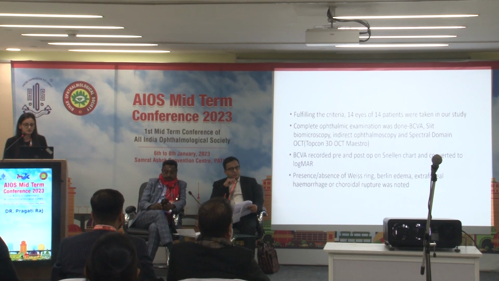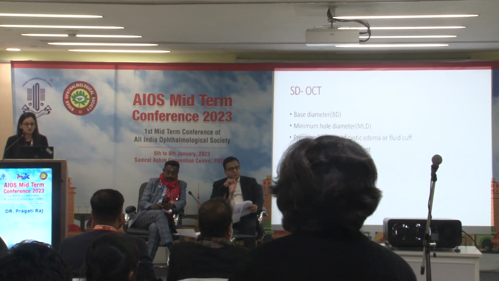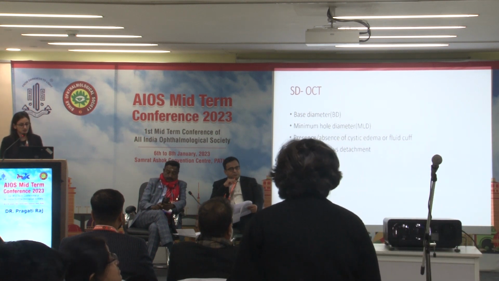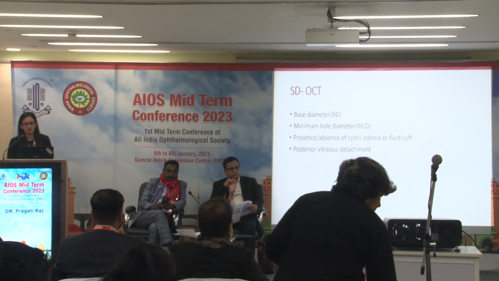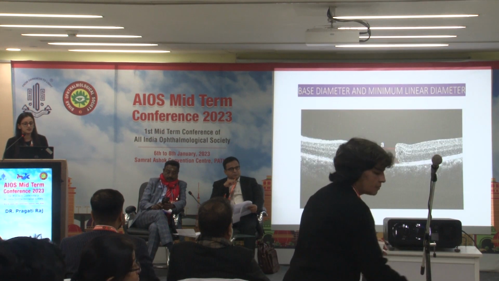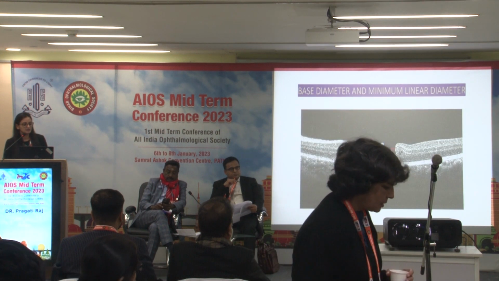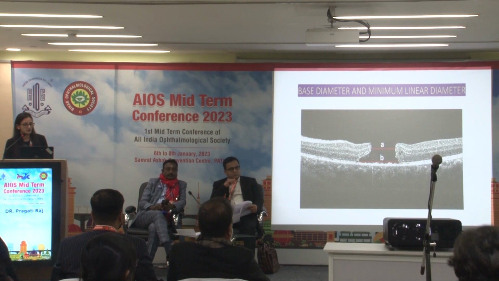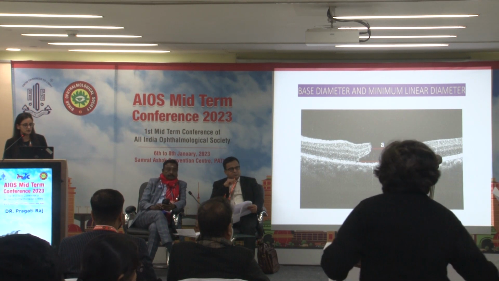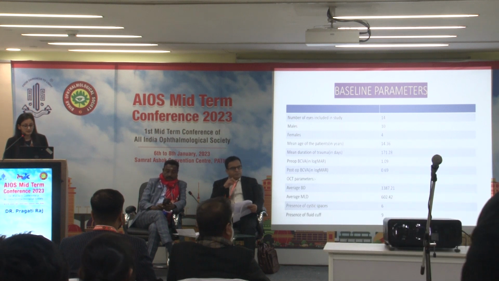Presence or absence of Weiss ring, Berlin edema, extrafoveal hemorrhage or choroidal rupture was noted. SD-OCT parameters noted were base diameter, minimum linear diameter, presence or absence of cystic edema or fluid cuff, and posterior vitreous detachment. So this is the picture showing A being the MLD that is measured at the level of the outer segment of photoreceptors, and B at the level of RPE. And B is the base diameter.